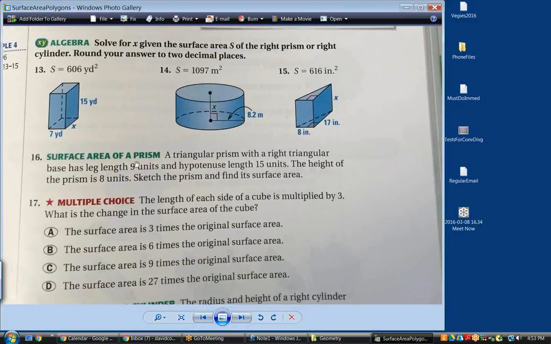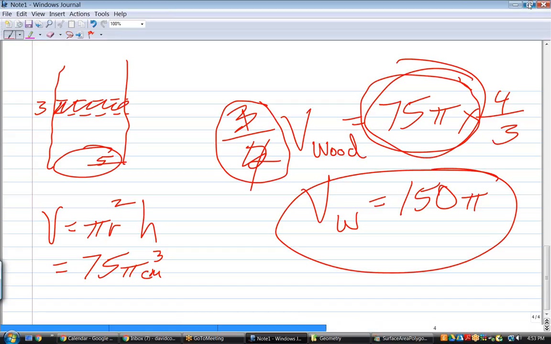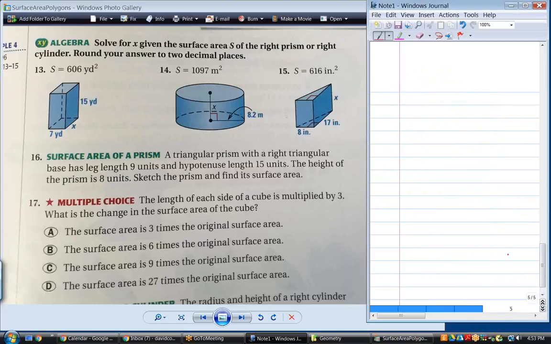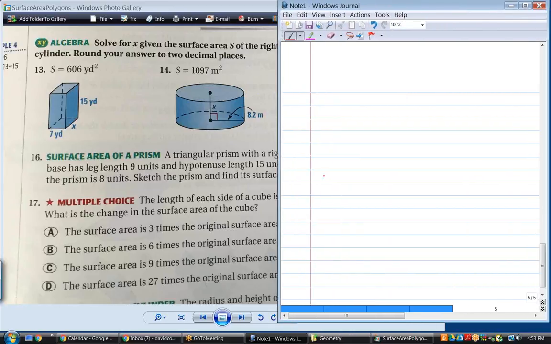Well, we'll do the hard one. 14. Surface areas are harder than volumes. Volumes, you've got a volume formula, you plug it in. Surface areas tend to be a little different. Solve for the surface area of the right prism. Round off your answer. Well, we don't need to do that. But let's first figure out what the surface area is going to be of number 14. What's the general formula?